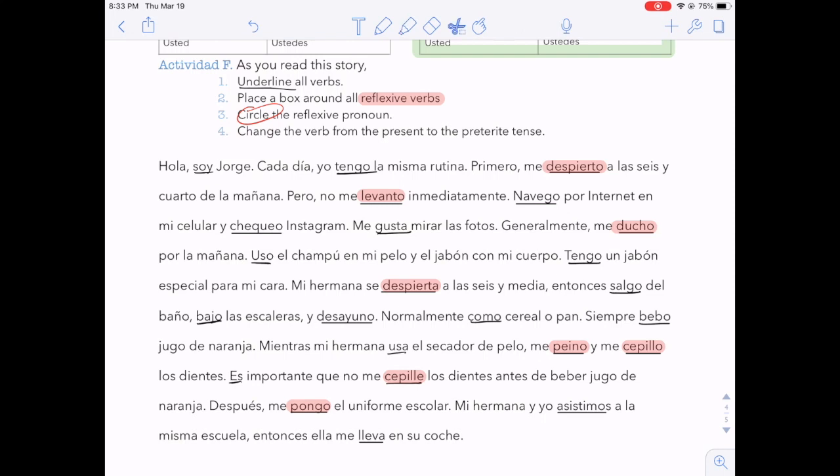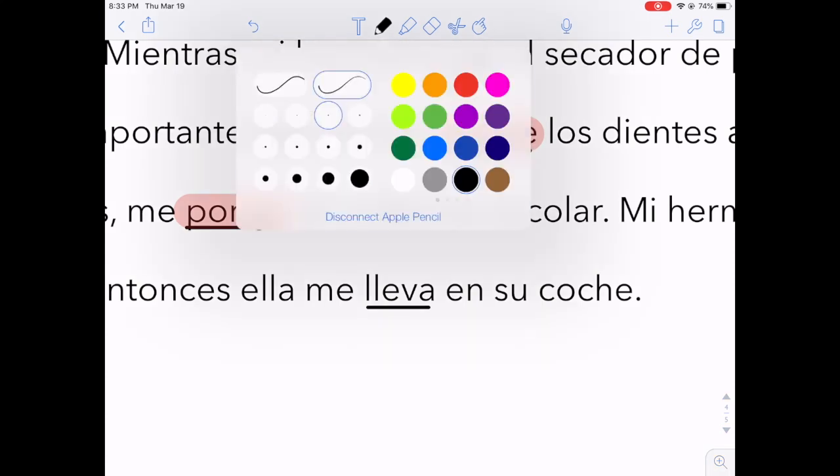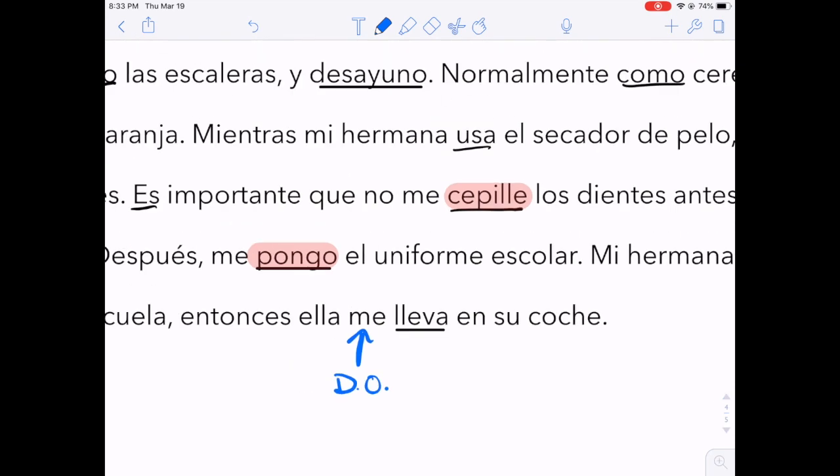Now, me lleva is not a reflexive verb because it's not saying that I take myself to school. It's saying that she takes me to school. So here, this me is not a reflexive pronoun. It's a direct object. I will never ask you to know that, but that's what that means.